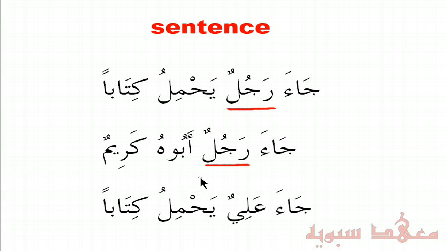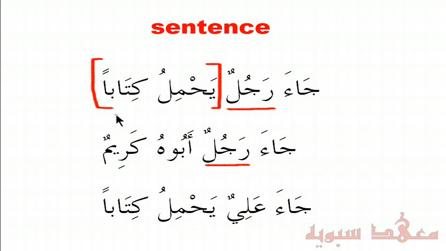So, with the first sentence, there is a sifa for rajulun, and it's coming as a jumla fi'liya, as a verbal sentence. A man came, and then the description of the man is يحمل كتابا, that he is carrying a book. So this verbal sentence will be the sifa, or the adjective.